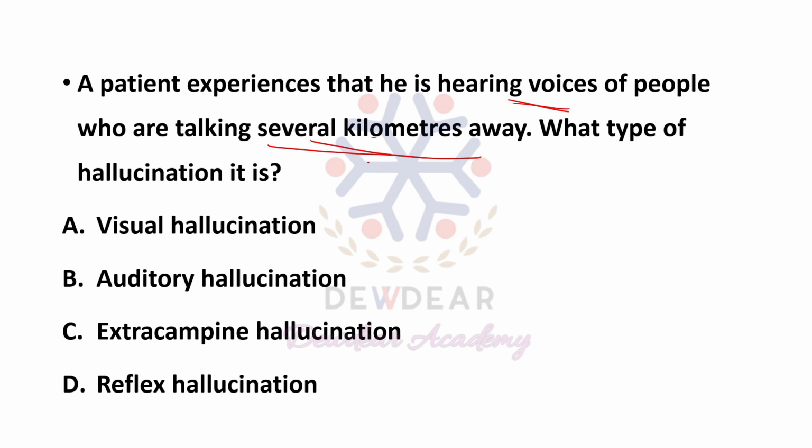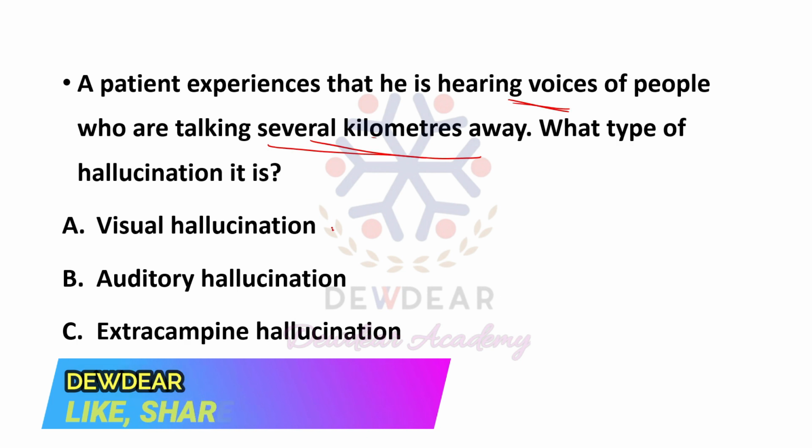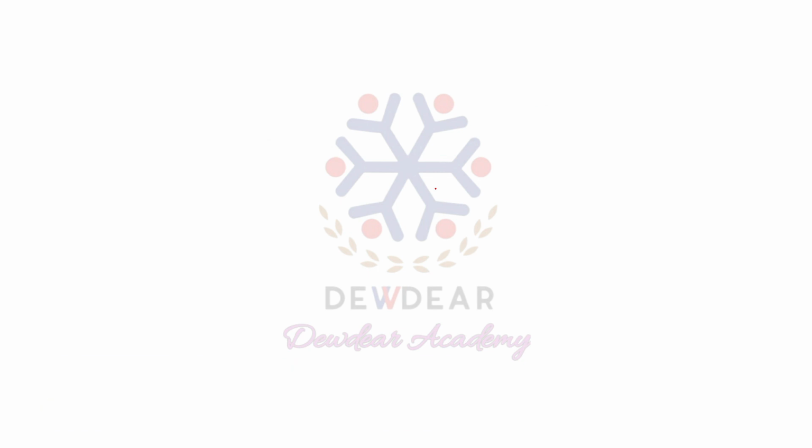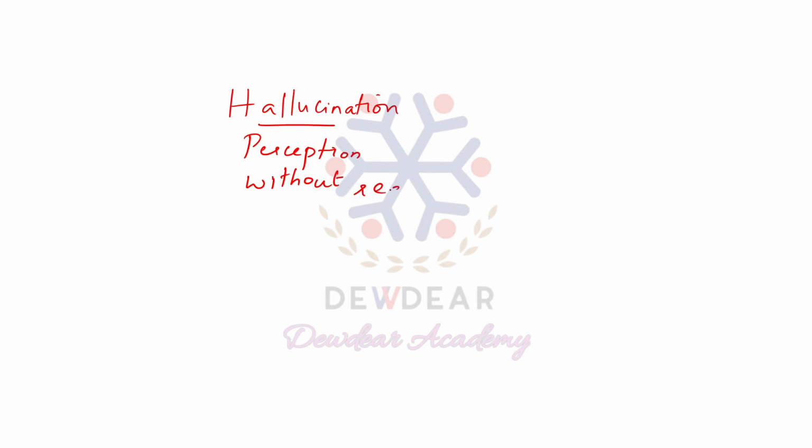So in this question we should know the different types of hallucination. First, what is hallucination? Hallucination is a disorder of perception. That's the first point that you should understand. It is a false sensory perception without a real stimulus.